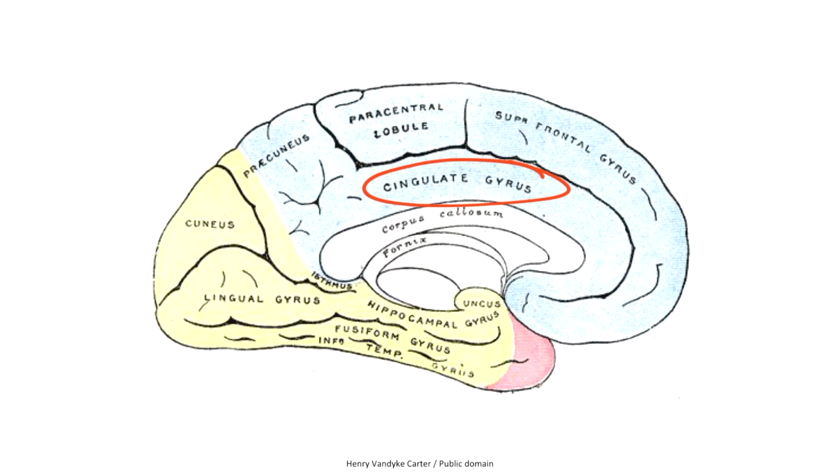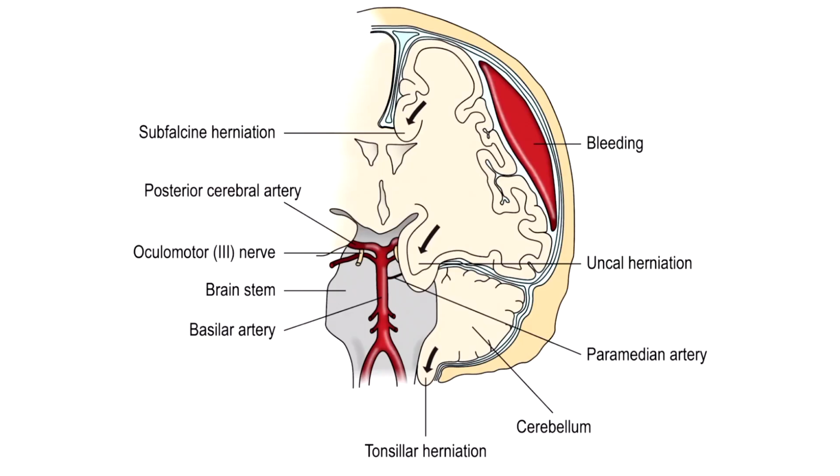This is found in the medial portion of the cerebral hemispheres, and the anterior cerebral artery supplies the medial portion of the cerebral hemispheres. Therefore, in a subfalcine herniation, the cingulate gyrus can compress the anterior cerebral artery, resulting in infarction. Again, here's an image showing the various types of herniation. In subfalcine herniation, the cingulate gyrus can cross under the falx cerebri and can compress the anterior cerebral artery, resulting in infarction.